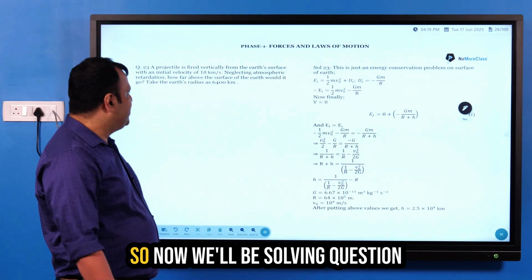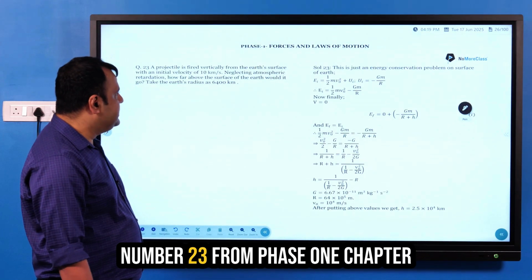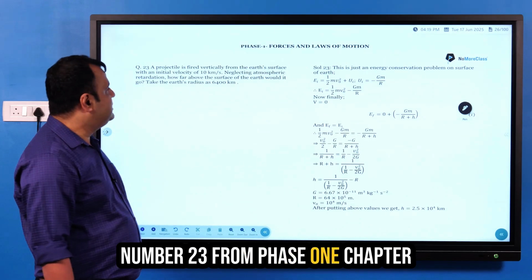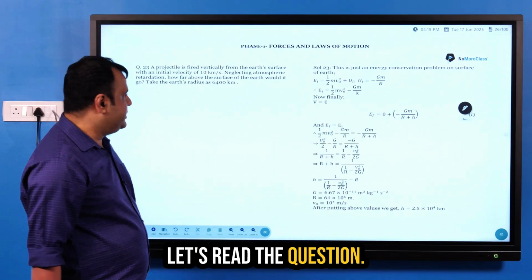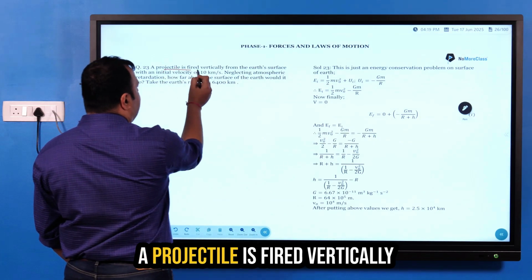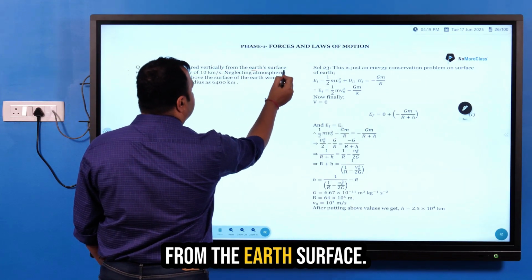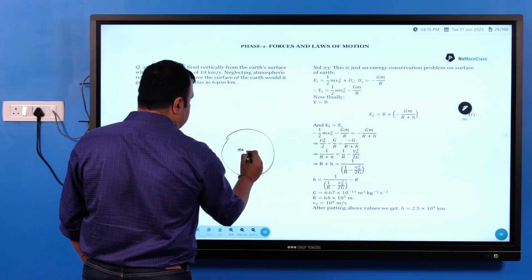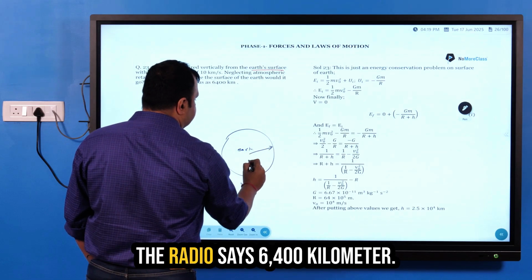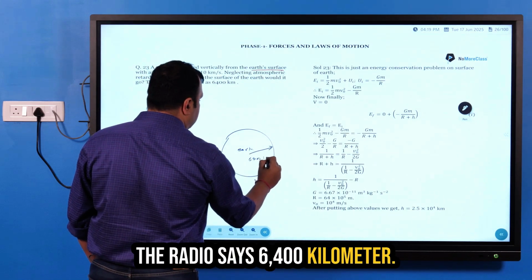Hello. So now I'll be solving question number 23 from phase 1, chapter called Forces and the Laws of Motion. Let's read the question. A projectile is fired vertically from the Earth's surface. So if this is Earth, the radius is 6,400 kilometer.